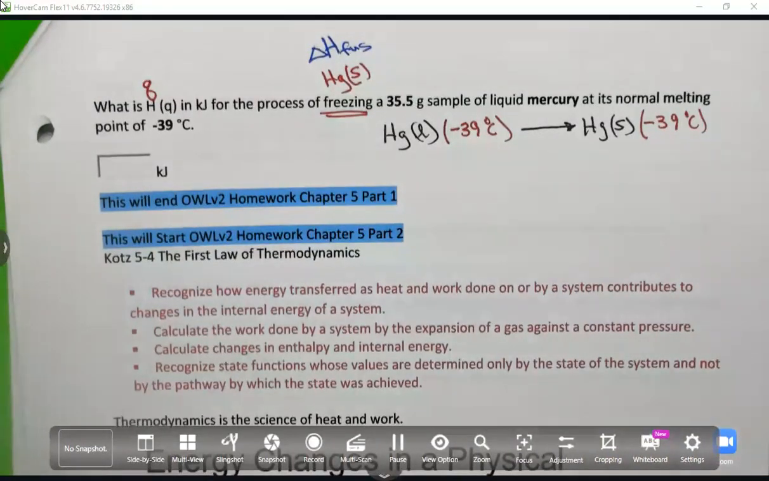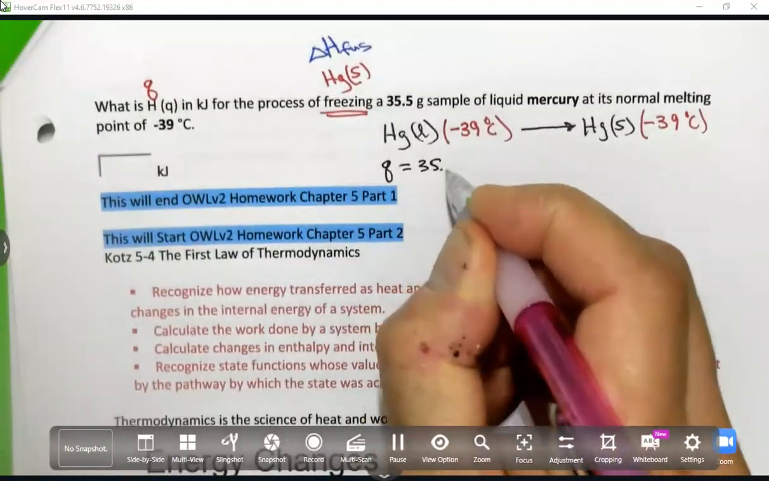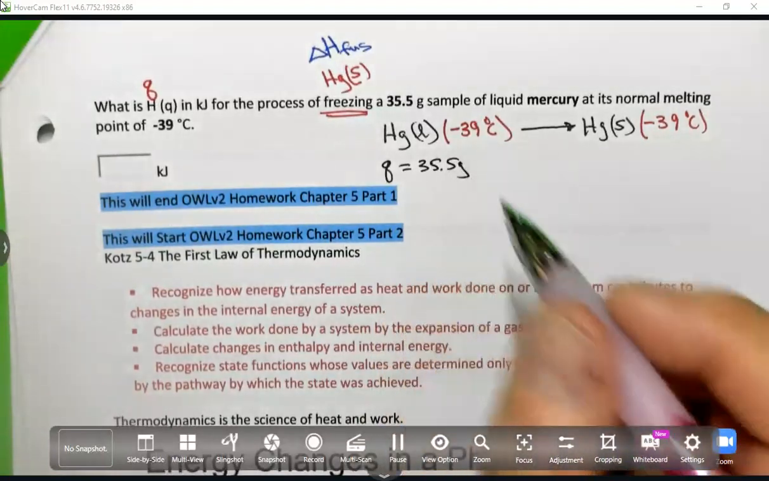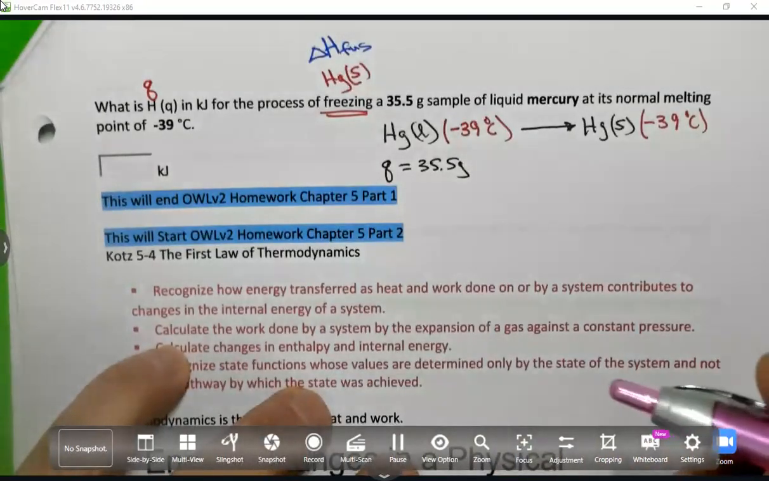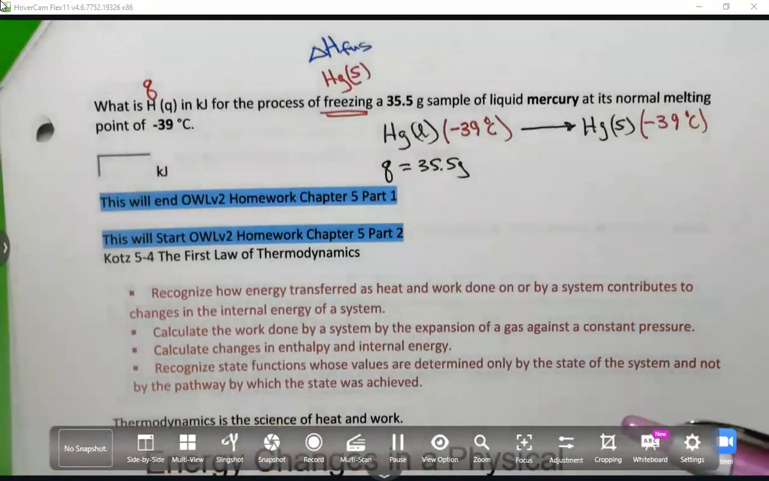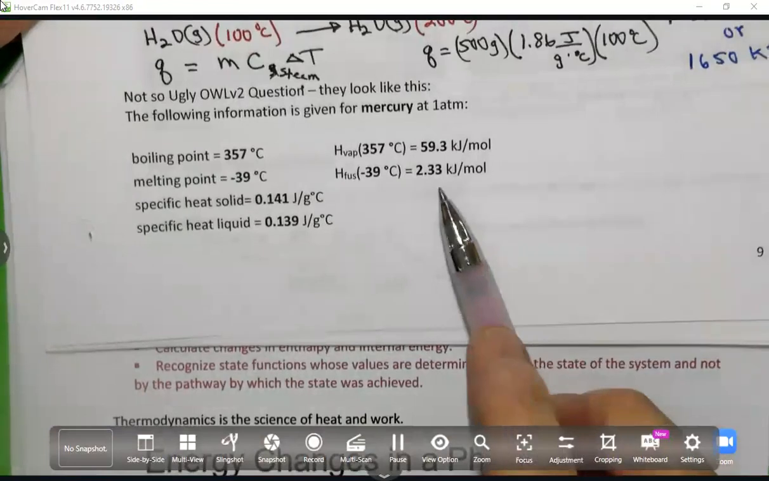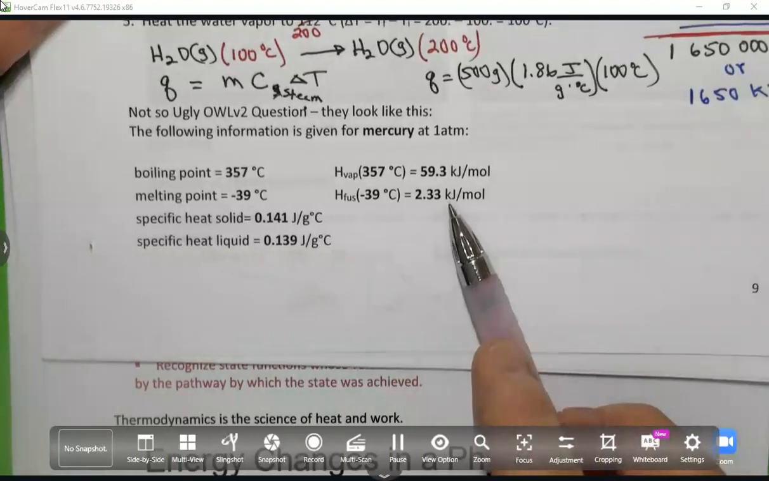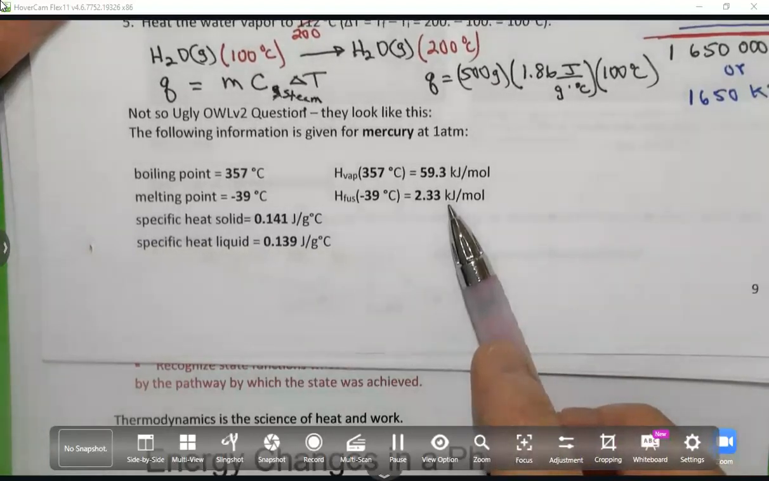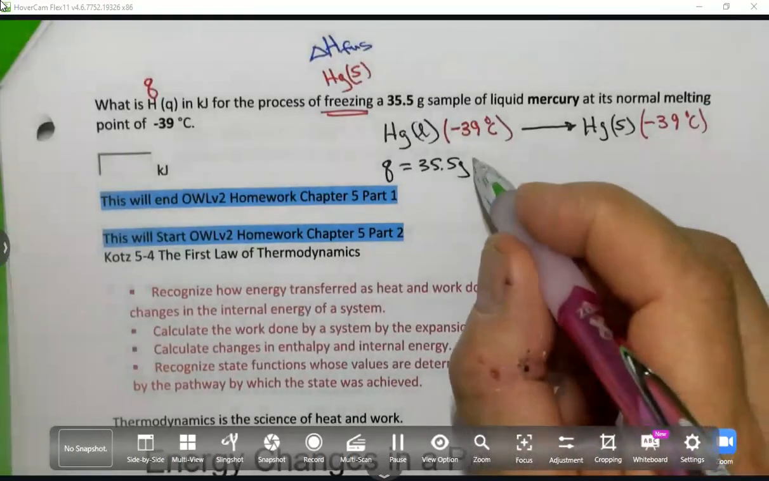And how much energy does it take to do that? It's going to be my mass times my enthalpy of fusion. And I think, yeah, let's turn the page back. Notice OWL gives it in kilojoules per mole. Yeah, okay. But no temperature change, correct? No temperature change, but it's in kilojoules per mole. So let's convert this to moles.